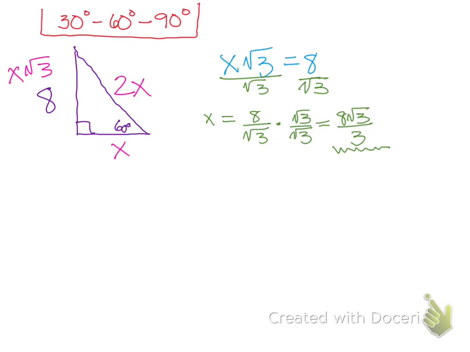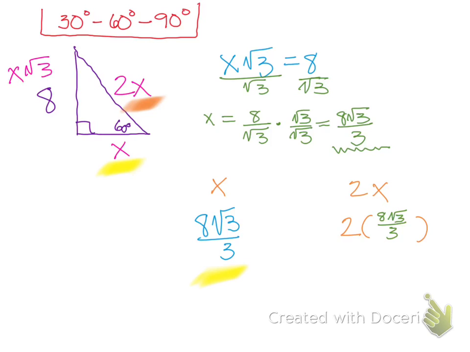So now it's time to substitute into the other sides. What other sides am I missing? I'm missing x and 2x. So I'm going to substitute into x and 2x. So let's do x first. What does x equal? x equals 8 root 3 over 3. My other side is 2x. Substitute for x. What does x equal? 8 root 3 over 3. Simplify, you get 16 root 3 over 3.